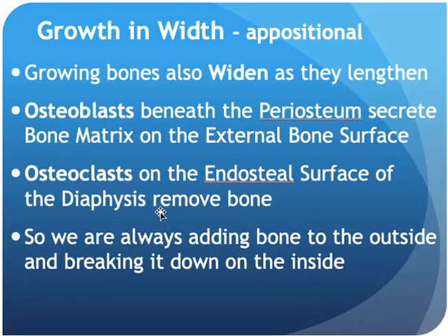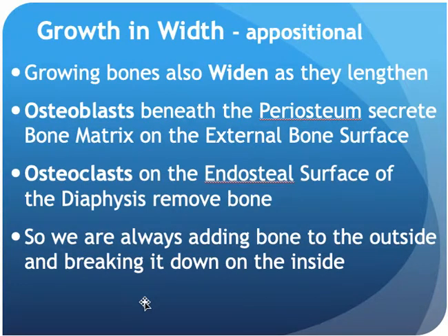So growing bones are also going to widen as they lengthen, but remember we're going to keep that cavity in the center. So osteoblasts beneath the periosteum are going to secrete bone matrix on the outer surface or the external bone surface. Osteoclasts on the inside or on the endosteal surface are going to remove bone. Okay, so we're constantly, again, adding bone, removing bone, and this is an attempt to make the bone wider, but keep it from getting too thick and keep it from getting too heavy.